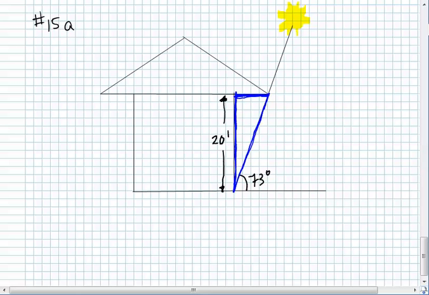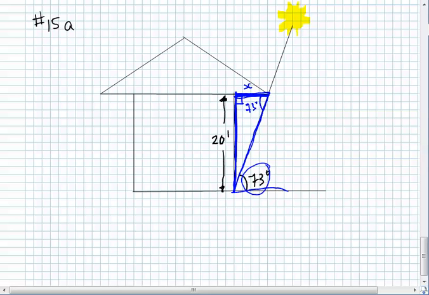If you understand that this angle here, which is 73 degrees, is the same as that one there, because this is a parallel line and that's a parallel line there, these are alternate interior angles, they're the same. So this is 73 degrees, this is 20 feet. I just need to solve for x, that short side there, okay?